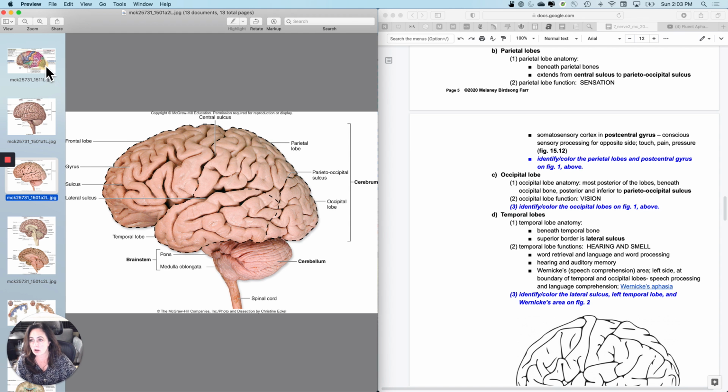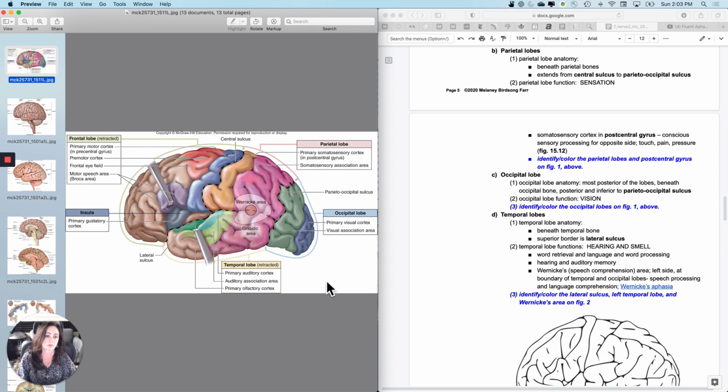So let's talk about that. So hearing, smell, I'll also do a little bit more language in the left side. So what's in the left side? And this little area right here that's kind of at the junction between the parietal lobe and the temporal lobe is actually considered part of the temporal lobe.